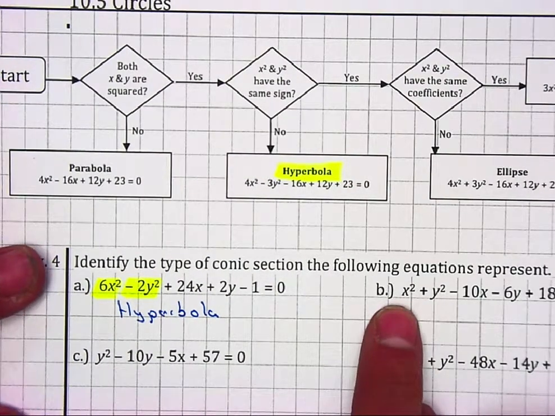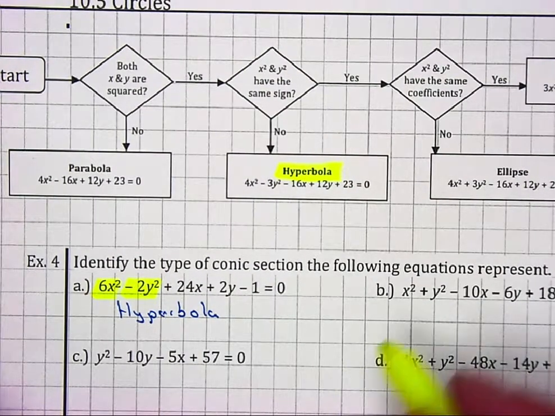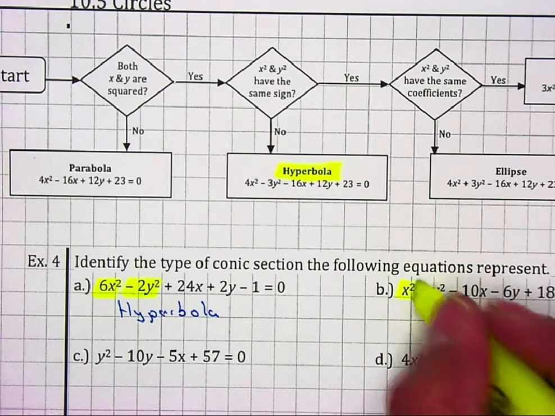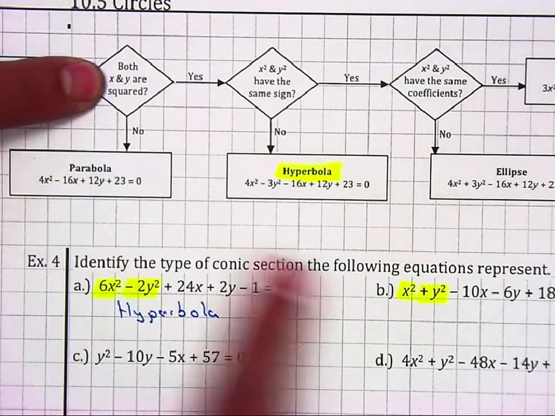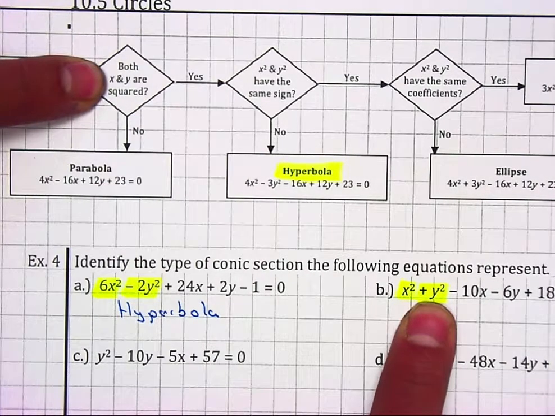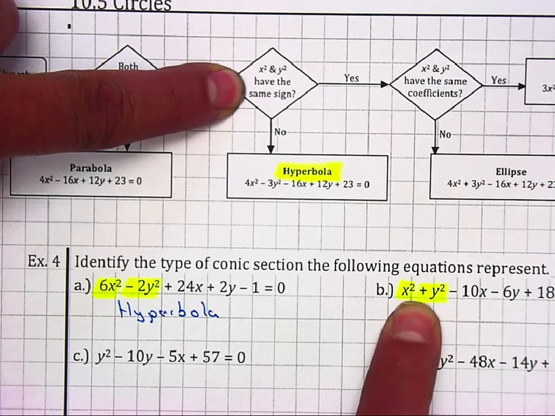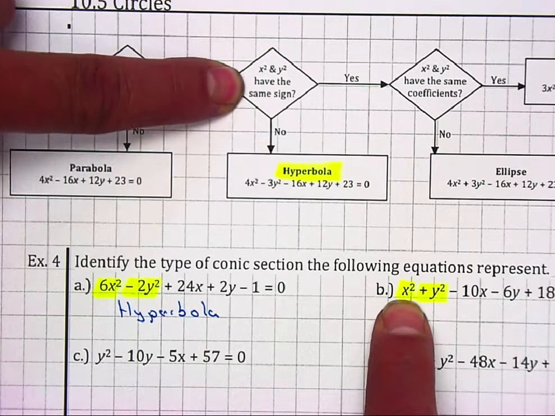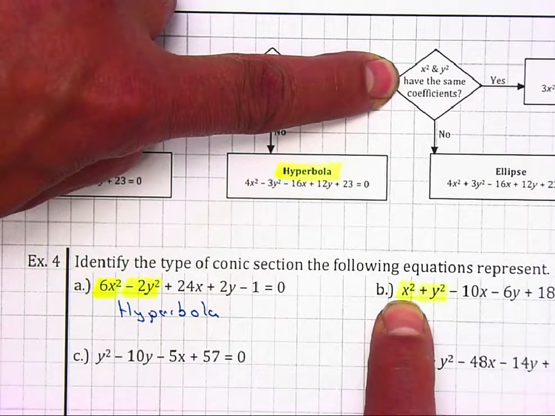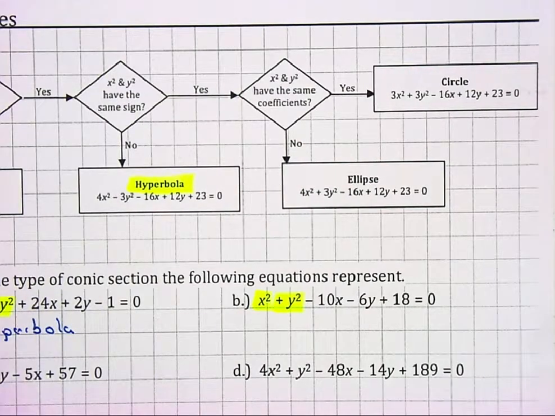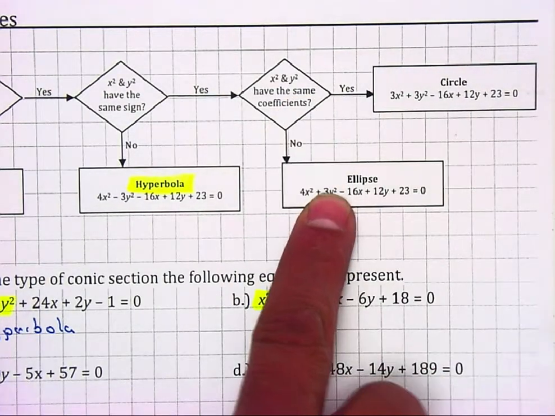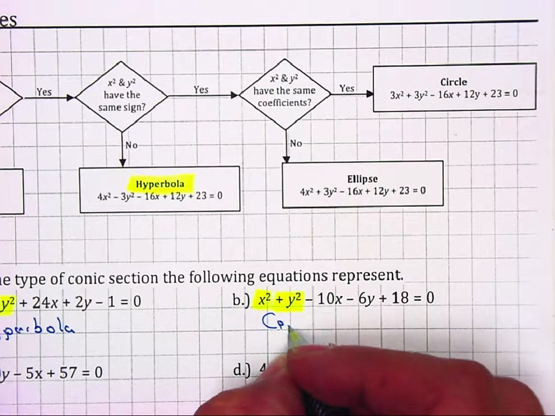For letter B, you want to concentrate on the ones that are being squared. In this case, your x and your y. So you start. Are they both being squared? Yes. So I continue. Do they have the same sign? Are they both positive or both negative? In this case, yes, they're both positive, so you continue on. Do they have the same coefficient? Yes, they both have a coefficient of 1. So therefore, that is a circle. If they have different coefficients, then it would be an ellipse. But this is a circle.